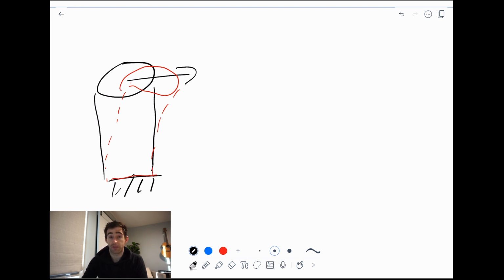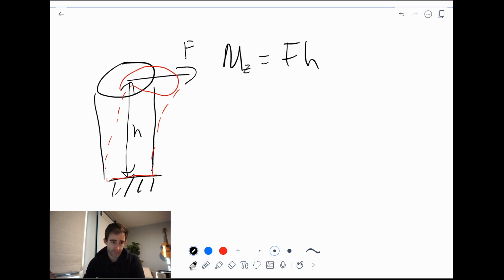To find this, we first need to find the moment, which would be this force, we'll call it F, times the height to the fixed point. That will be a reaction moment. So that moment is going to be this force times h. And then bending stress is going to equal the opposite, this negative sign is important, the moment times y, which is the distance from the center.